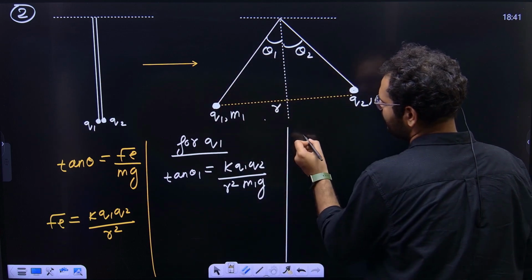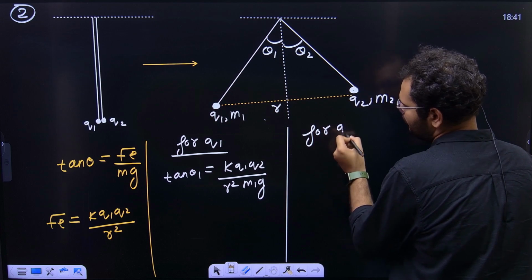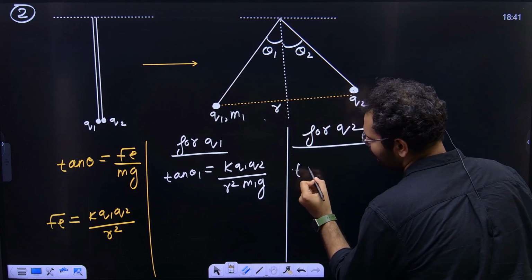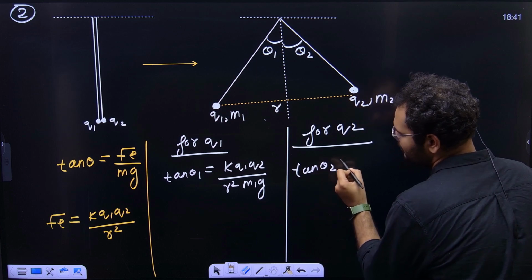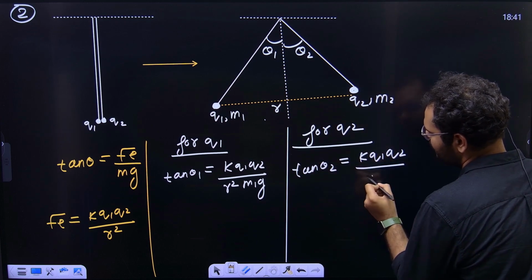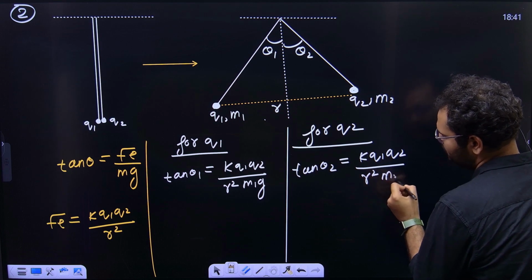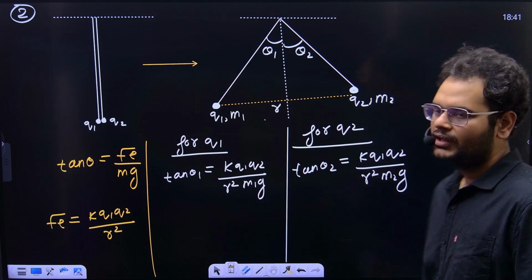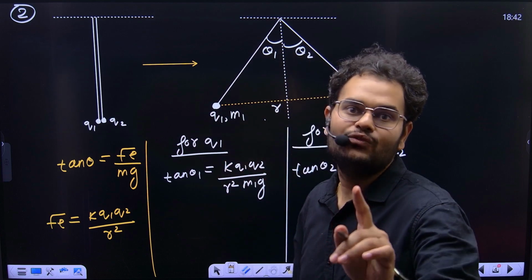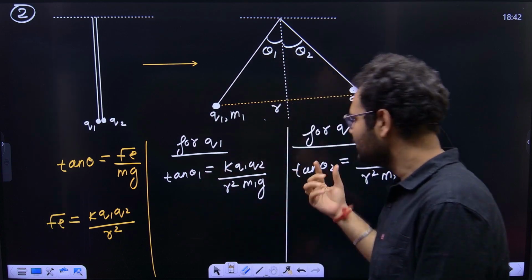Can I write for Q2? Sir, please write it for Q2. Similarly, I will write for Q2 as tan theta 2 is equal to k Q1 Q2 upon r square m2g. You tell me, does the angle depend? Angle depends on what? This theta 1 and theta 2.